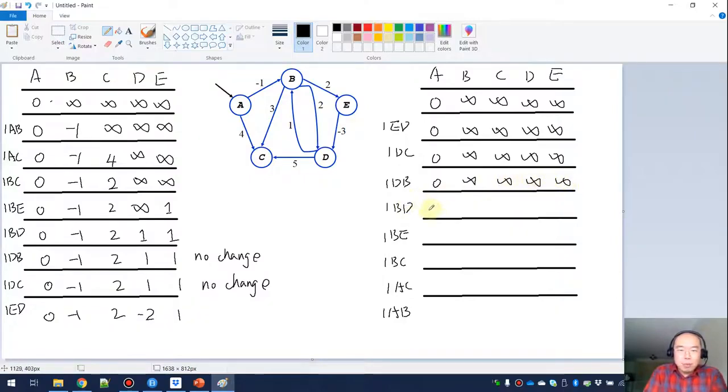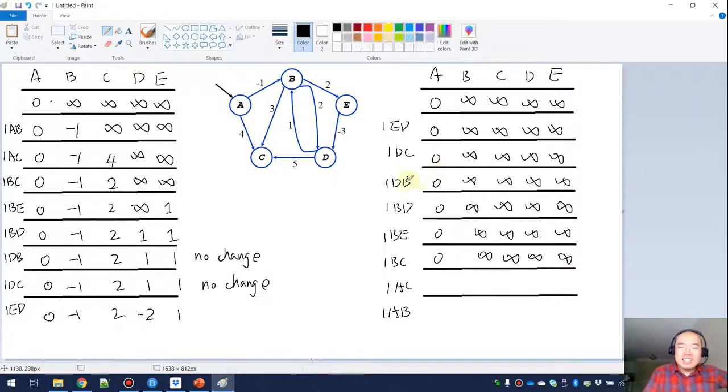And then 1BD, the same thing. Because we don't know how to get to B, we don't know how to get to D. And then, don't get frustrated yet, okay? So, okay, eventually we go to 1AC.